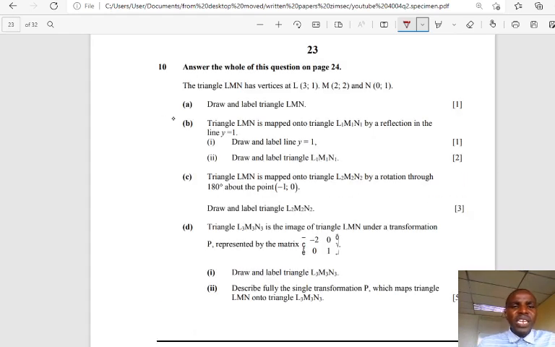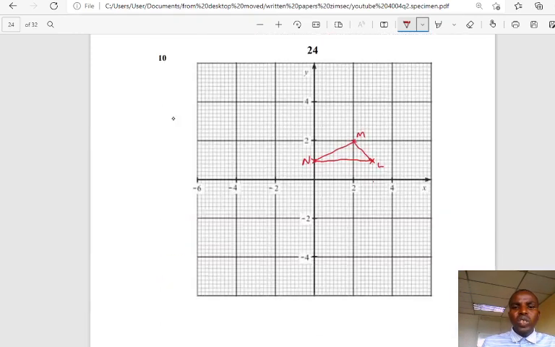Then next, triangle LMN is mapped onto triangle L1, M1, N1 by reflection in the line y = 1. Draw y = 1. Then draw and label triangle L1, M1, N1. But first, draw the line y = 1. Then we just want to answer these two questions. Then reflect triangle LMN on this line y = 1.